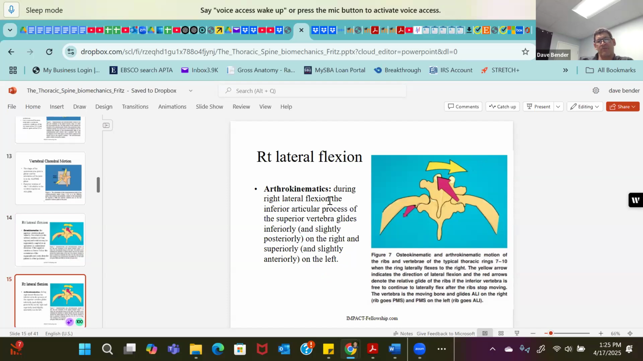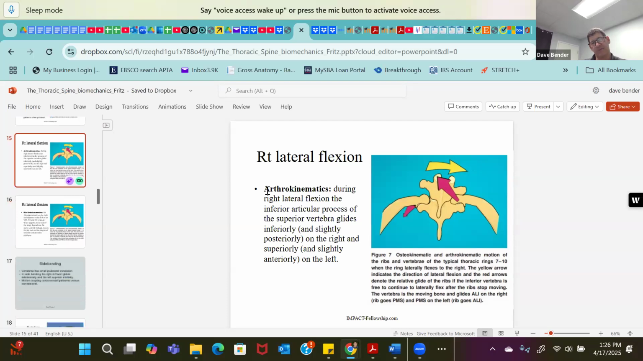Arthrokinematics, the glide with right lateral flexion is the inferior articular process of the superior vertebra glides inferior. So we think about extension on the right side with right side bending. And although it's slightly posterior, that's because of the orientation of the facet joint in that plane. And on the left, it'll glide superior and anteriorly. So more of a flexion type of glide on that left-hand side.